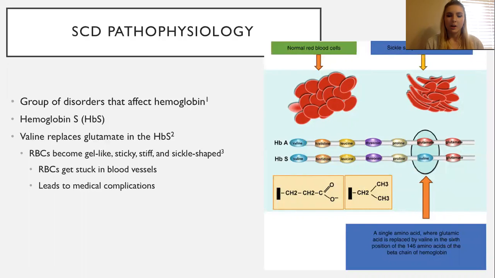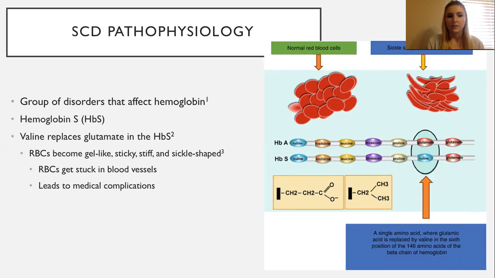So for the pathophysiology, it is a group of disorders that affect the hemoglobin, which is the protein in the red blood cells that helps carry oxygen throughout the body. The affected hemoglobin gene is called hemoglobin S in people with sickle cell disease, and this is where valine replaces the glutamate in the hemoglobin S strand.